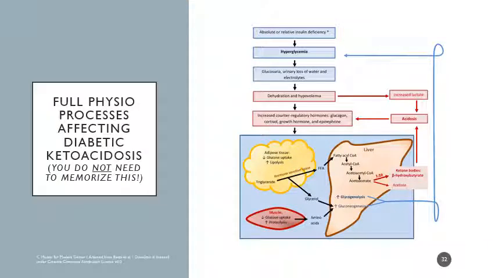This is an image summarizing a lot of the different things that we've talked about today and what happens when you throw things off, specifically in the case of diabetic ketoacidosis. So this might help you visualize this. You don't need to memorize this whole diagram. You wouldn't have to label it on an exam, but it is helpful for understanding the case study.